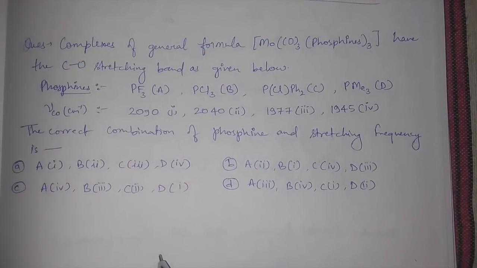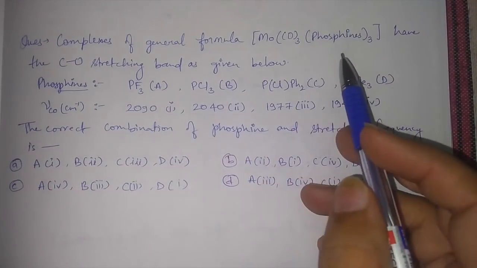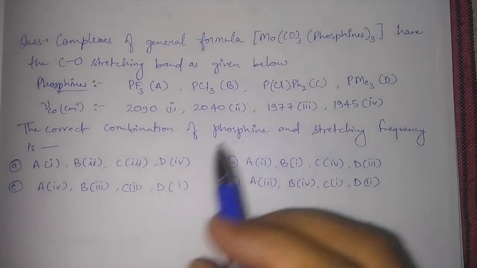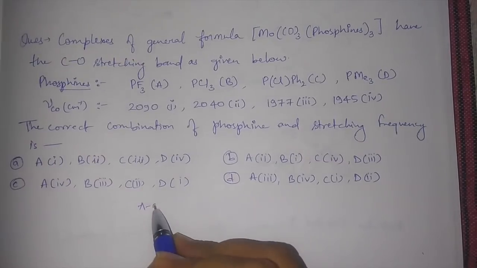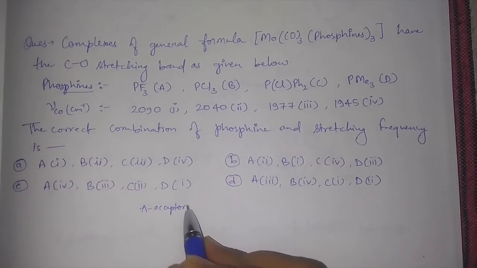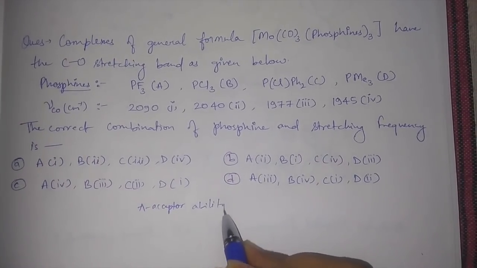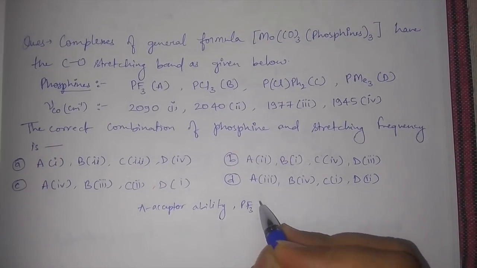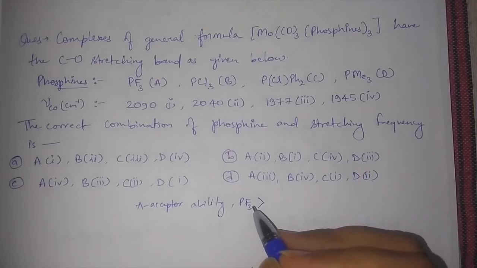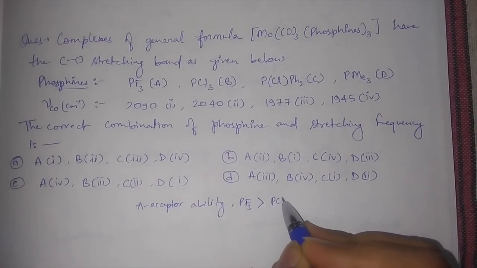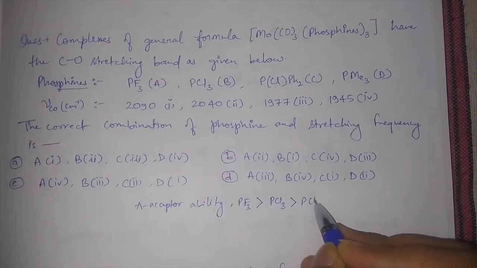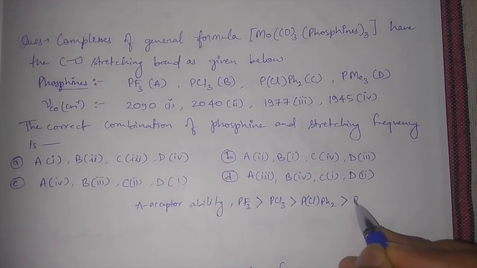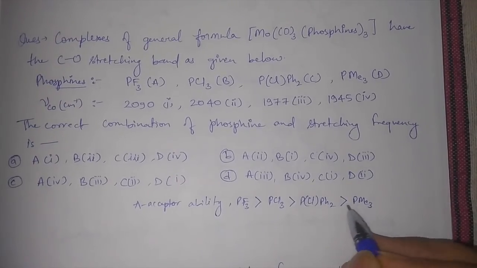What you have to see over here is the pi acceptor ability of the different phosphines. So if I write the pi acceptor ability, or pi acceptance, of the phosphines, then PF3 will have the highest pi accepting ability. Then comes your PCl3, then your PCl PH2, and then your PMe3. So this is your pi acceptance ability.